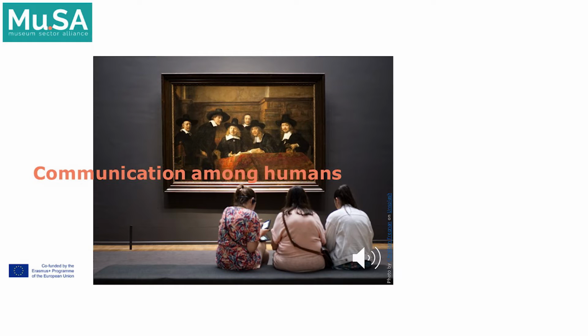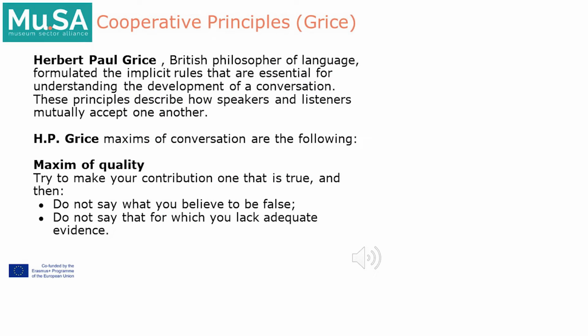Communication among humans. Cooperative principles. Herbert Paul Grice, British philosopher of language, formulated the implicit rules that are essential for understanding the development of a conversation. These principles describe how speakers and listeners mutually accept one another.